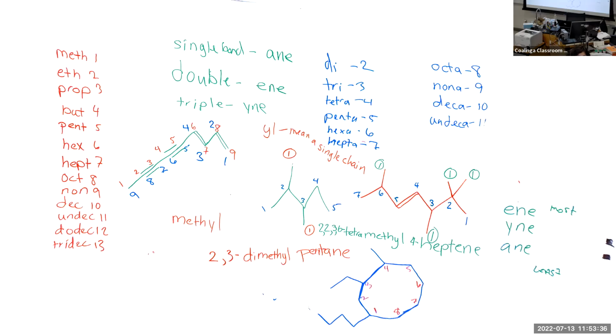Since it's a ring structure, I need to put cyclo in front of it. Cyclo, and 8 carbon, oct. All single bonds. Cyclooctane. Right?